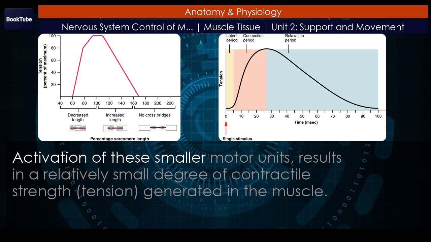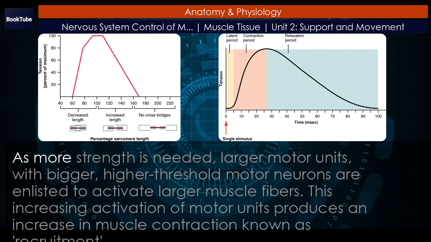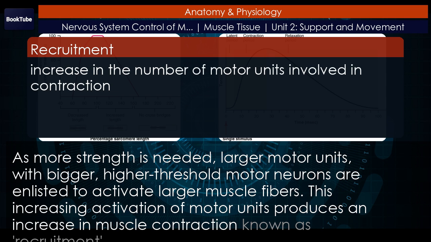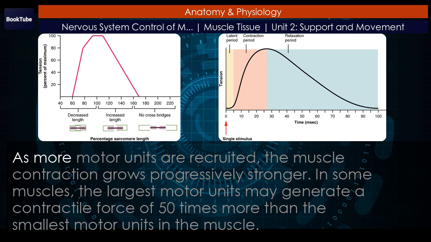Activation of these smaller motor units results in a relatively small degree of contractile strength, or tension, generated in the muscle. As more strength is needed, larger motor units, with bigger, higher threshold motor neurons, are enlisted to activate larger muscle fibers. This increasing activation of motor units produces an increase in muscle contraction known as recruitment. As more motor units are recruited, the muscle contraction grows progressively stronger.